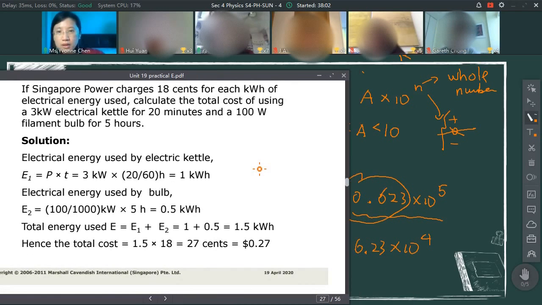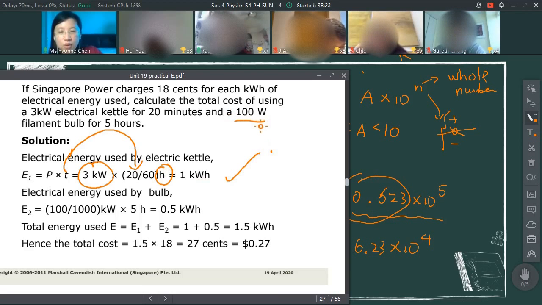Okay. So they charge 80 cents for each kWh of your electrical energy use. So there are actually two appliances. One is a 3 kilowatt kettle for 20 minutes. So now the power is 3 kilowatt. The time, now you need to change it to hour. Okay, then you get this.